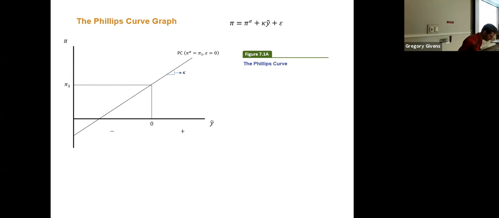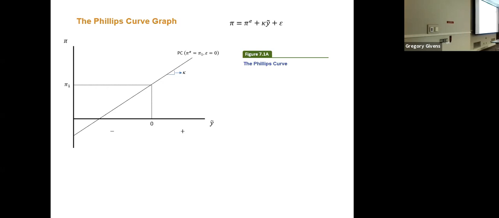Now, what does this actual line show? Let's be clear about this. What does this particular line show? It shows every possible combination of the output gap and inflation that satisfies this equation, that is the Phillips curve. Okay? Now you will notice that there are 4 variables in the Phillips curve, right? Inflation, output gap, expected inflation, and the supply shock.